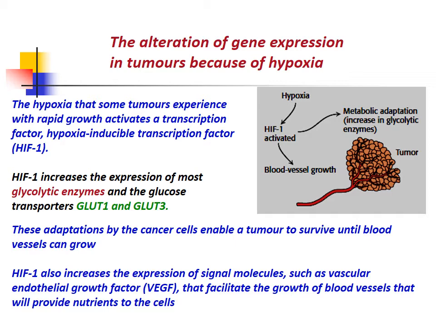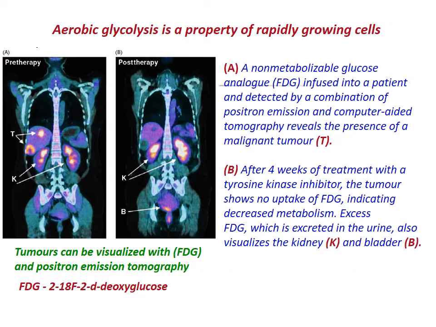HIF1 also increases the expression of signal molecules such as vascular endothelial growth factor that facilitate the growth of blood vessels that will provide nutrients to the cells. Aerobic glycolysis is a property of rapidly growing cells. Tumors can be visualized with FDG, a non-metabolizable glucose analog, and positron emission tomography.